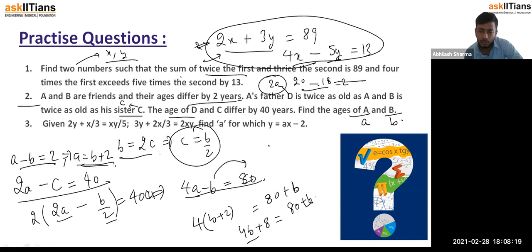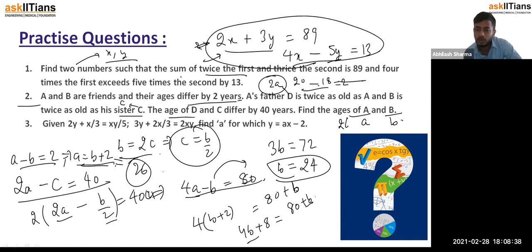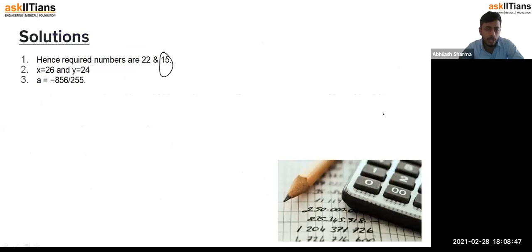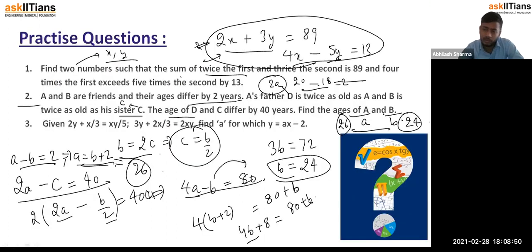4B minus B will be 3B. 80 minus 8 is 72. So B comes out to be 72 by 3, which is 24, I think. That's what we will be getting, right? So B's age is 24 and A's age will be 24 plus 2, 26. So 26 years of age and 24 years of age will be the correct answer. So I hope that you were able to understand this question clearly. And of course, in our answer also, we are given the same thing, 26 and 24 will be the ages.